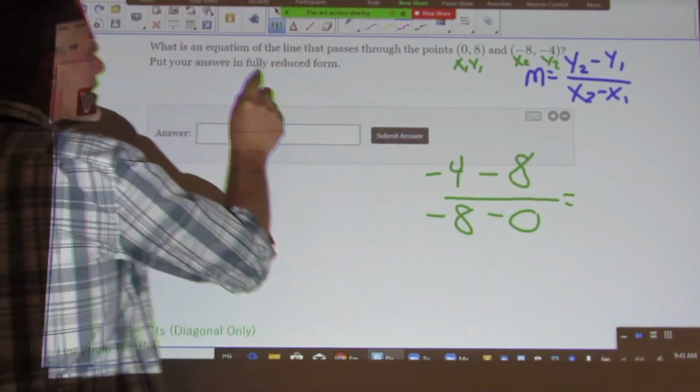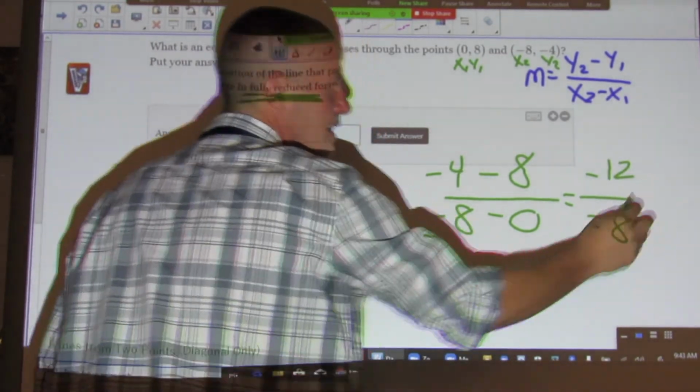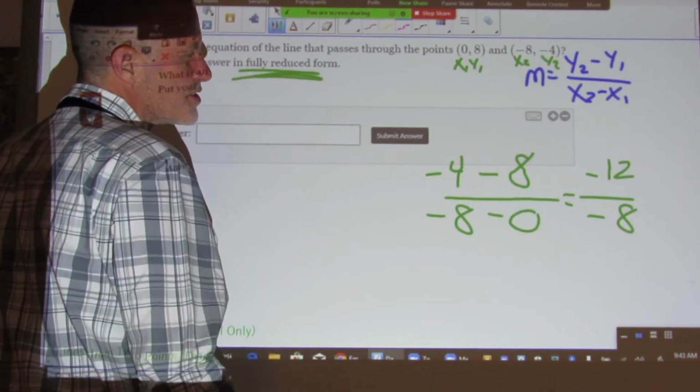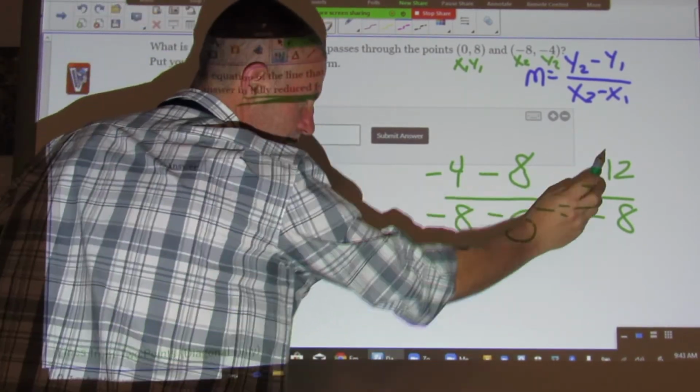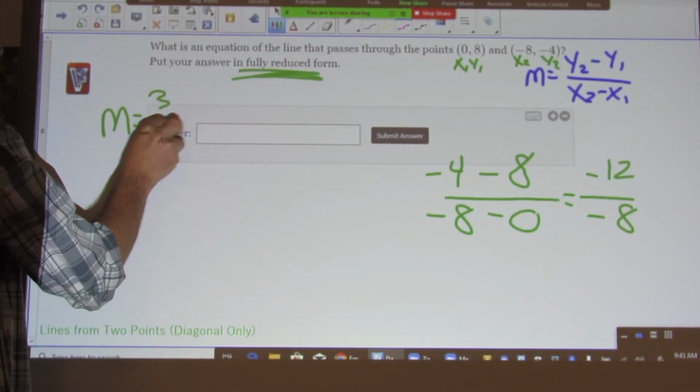Solve and simplify because they want that reduced again. So -12 over -8. 4 goes into both of those, so 3 over 2. Negative divided by negative is positive, so our m is 3 over 2.